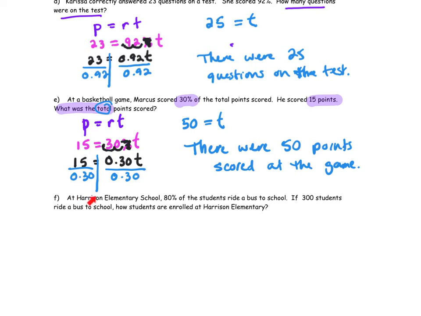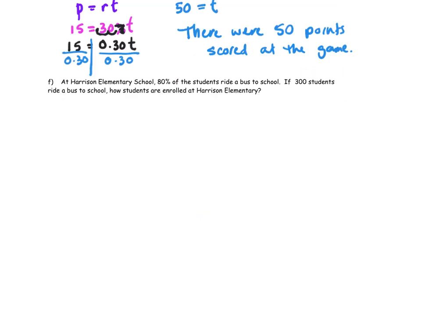All right, final question. At Harrison Elementary School, 80% of the students ride a bus to school. If 300 students ride a bus to school, how many students are enrolled at Harrison Elementary? So once again, we're trying to use part equals rate times total. And I think it's helpful to go back and find the pieces, the numbers that we need to substitute. We're seeing 80%. I think the percent is always the easiest to find because it's more obvious with the percentage sign. And it goes on to say that if 300 students ride the bus, how many students are enrolled?